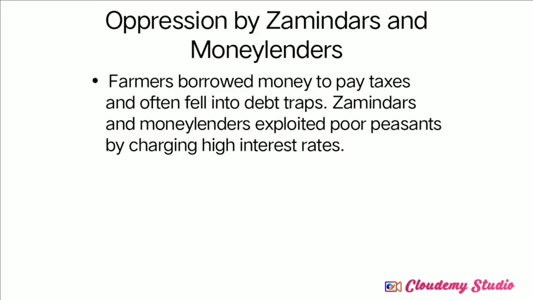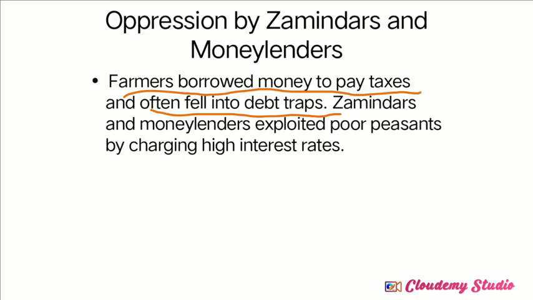So next one, oppression by zamindars and moneylenders. This is one of the concepts linked to natural calamities and heavy taxation. Farmers borrowed money to pay taxes and often fell into debt. How? On one hand, the Britishers made it compulsory to pay taxes even in the time of crop failure or natural calamities. Even in natural calamities, Indian farmers were not getting sufficient crops and income, but it was compulsory to pay the tax.